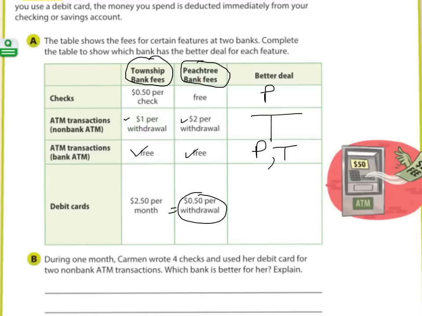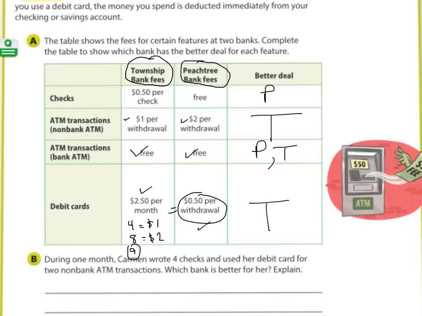How many of these equal a monthly fee of $2.50? How many groups of 50 cents are there in $2.50? There's 4 in $1, so that would be 8 in $2, and then an extra 50 cents, that's an extra one. So it would be 9 transactions or 9 withdrawals. If you make more than 9 withdrawals, then this would be the way to go. If you only use your debit card once or twice a month, this is the way to go. I would have to say Township for me, because I use my debit card like, I don't know how many times. Probably 9 times.